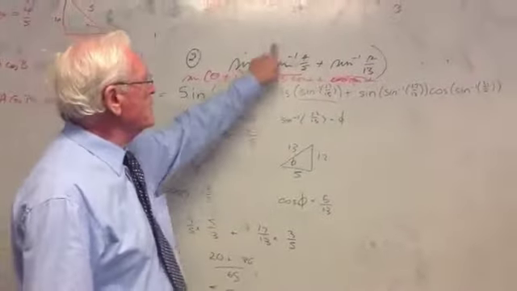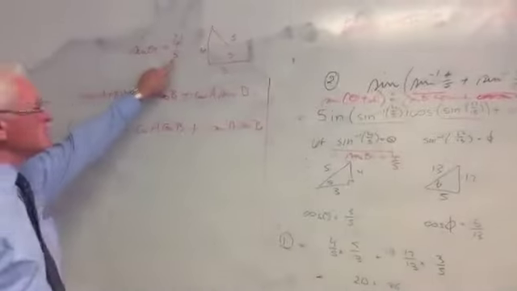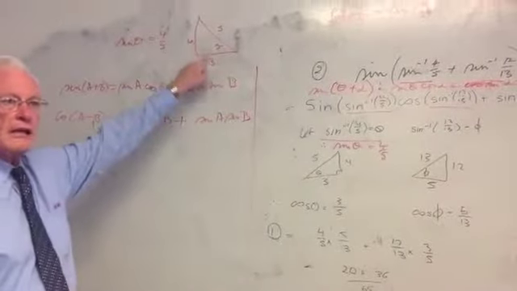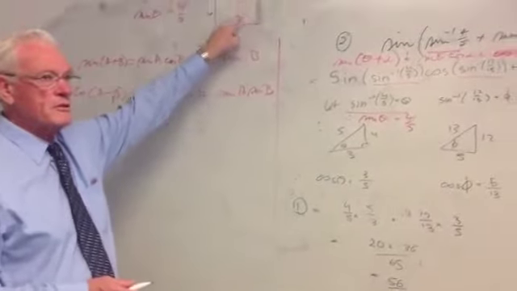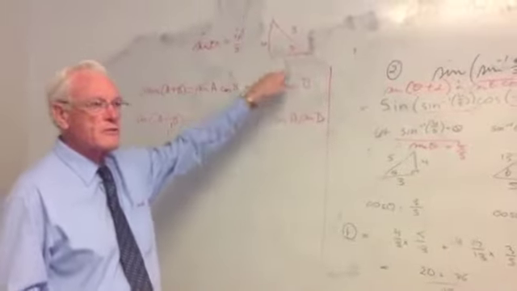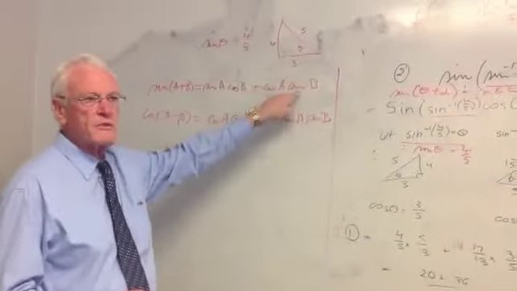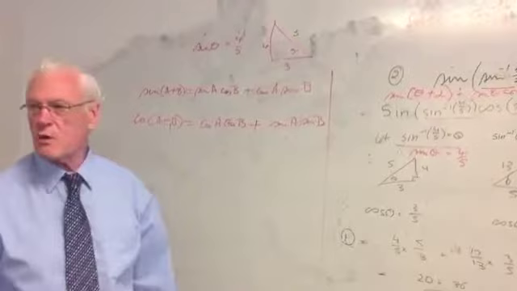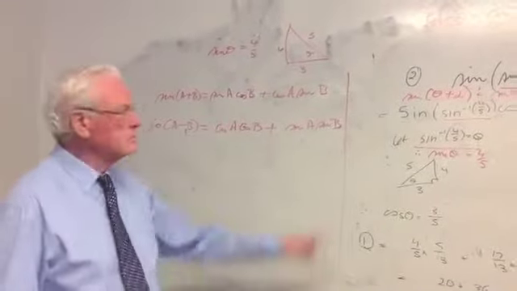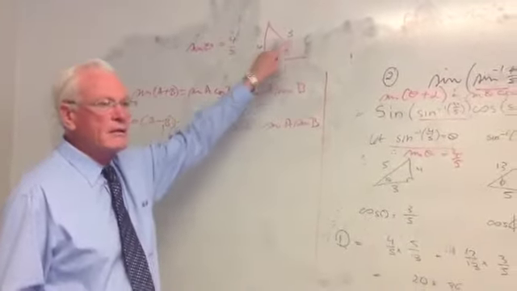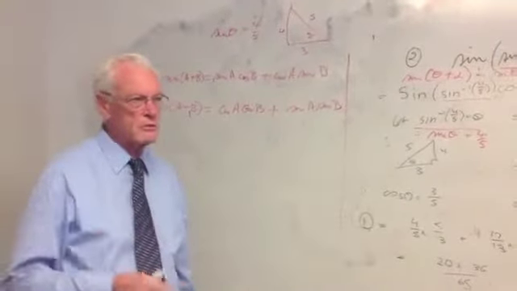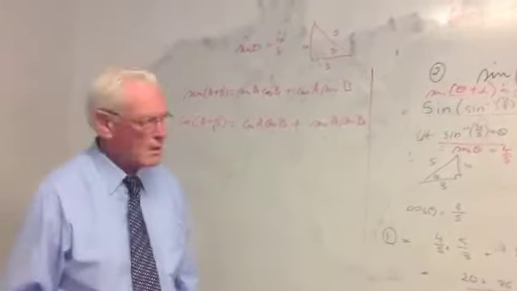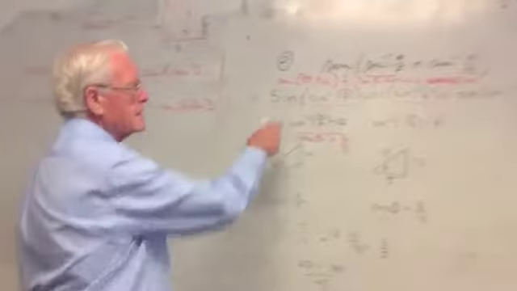Now the same with this one here. Given any trig ratio, you can find any other trig ratio. If sine theta is 4 over 5, cos theta is 3 over 5, tan theta is 4 over 3, and so on. Sec theta is what? 5 over 3, the inverse of cos. So you can find any of them. So that's one thing there.